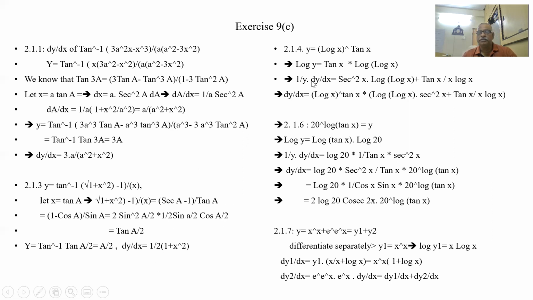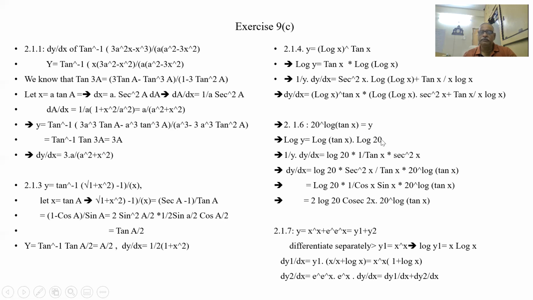Let us see this. Which one? 2.1.6. 20 to the power of log tan x. Try to differentiate. So take logarithm on both sides. Log y is equal to log tan x into log 20, because log of 20 to the power of log tan x. So log tan x comes to the side, log tan x into log 20.